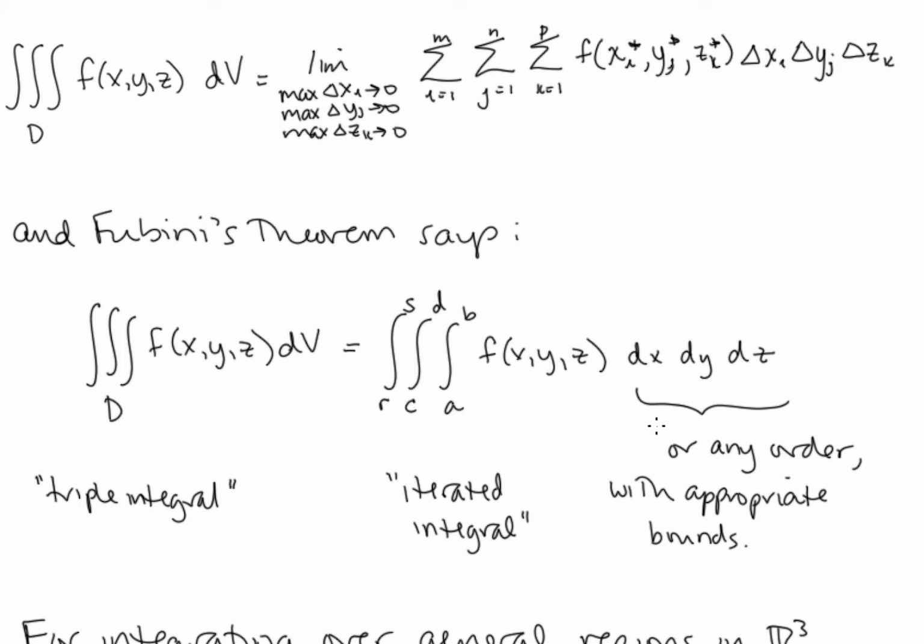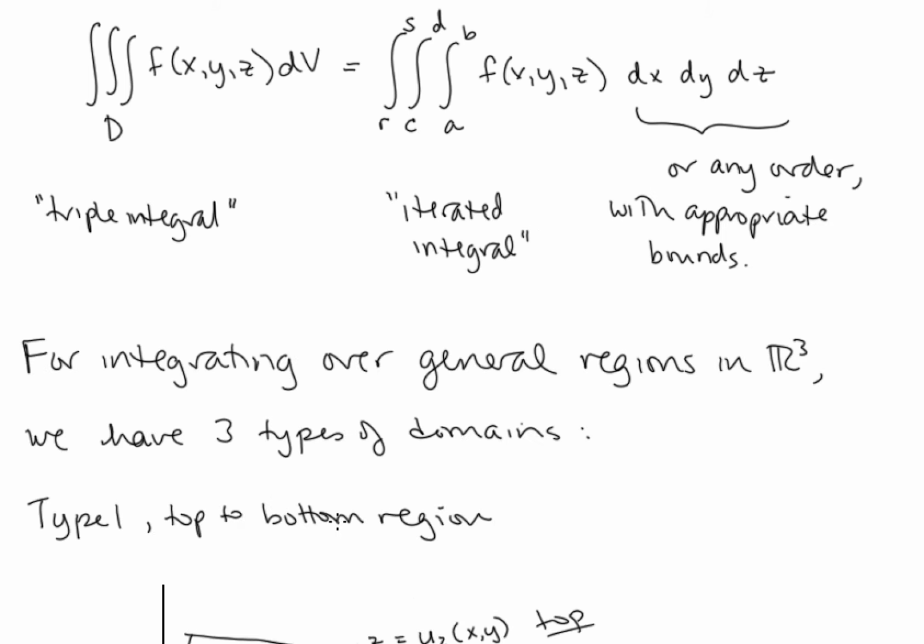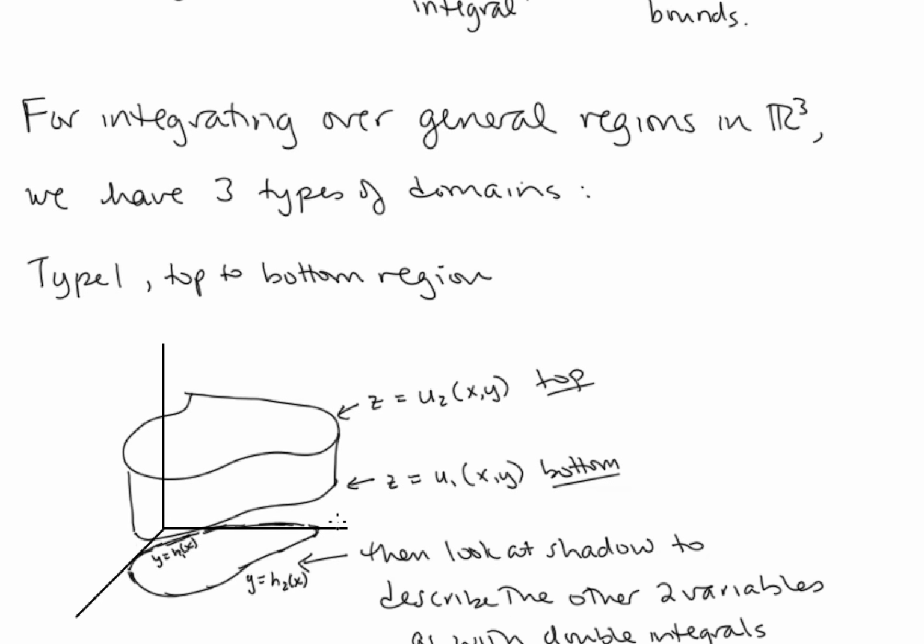But keep in mind that the iterated integral can be computed in any order here. So we could have dz, dy, dx, dz, dx, dy, dx, dz, dy. There's 6 options here, right, of how to order these 3 variables. And so we can compute in any order that's convenient for us as long as we have the appropriate bounds in that order. But of course, most of the regions that we're interested in are not rectangular boxes, so we should talk about how to integrate over a general region in R3.